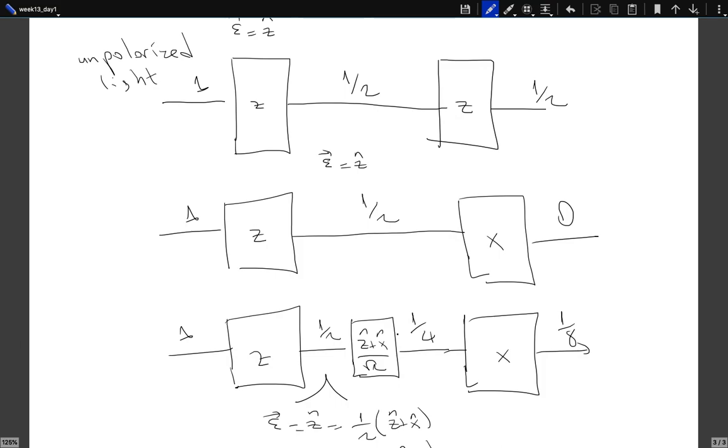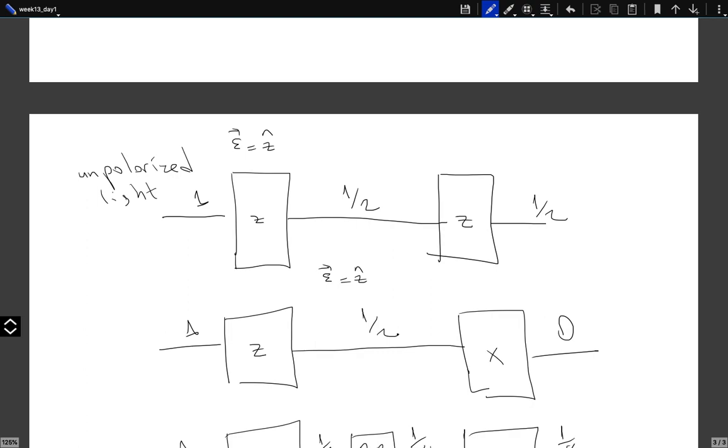No. You see, here, this is 1/2. But this filter just allows all the light that is polarized in the z-axis to pass through. All the light is already polarized in the z-axis, so it passes through. Here, this polarizer only allows light to pass through if it is polarized in the x direction. But they are all polarized in the z direction. They are perpendicular.